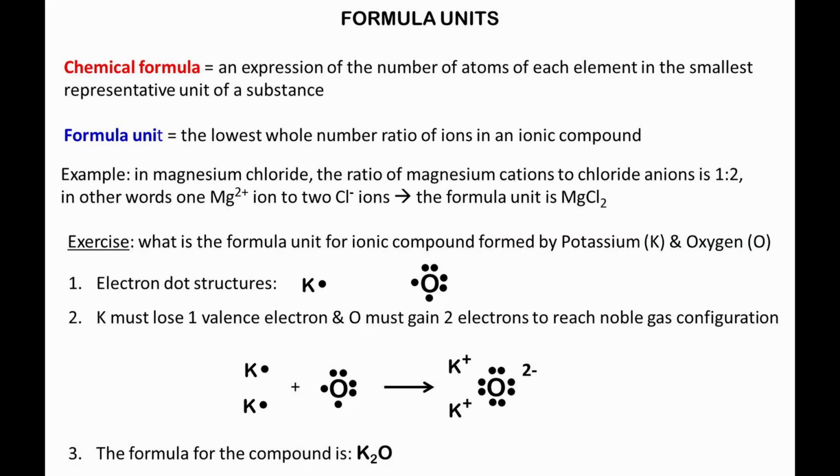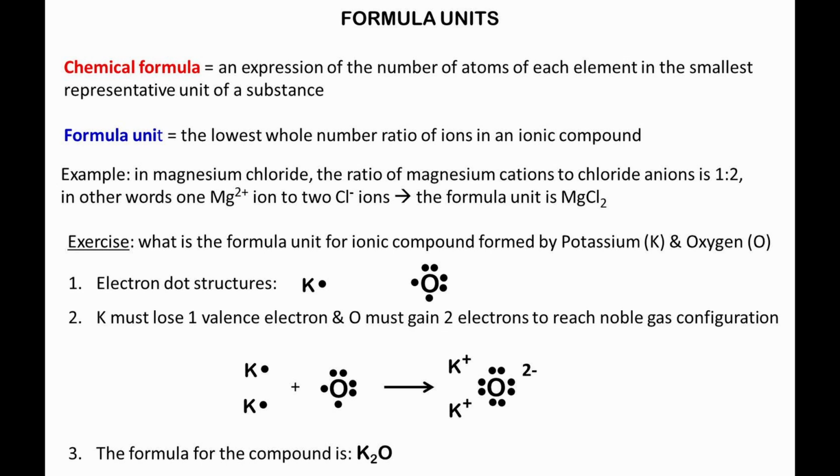You can describe the composition of substances by writing chemical formulas. A chemical formula is an expression of the number of atoms of each element in the smallest representative unit of a substance. A formula unit is defined as the lowest whole number ratio of ions in an ionic compound. Example: in magnesium chloride, the ratio of magnesium cations to chloride anions is 1-to-2, in other words 1 magnesium 2+ ion to 2 chloride ions. The formula unit is shown here.